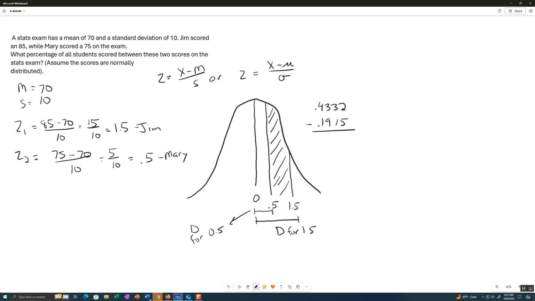So we're just going to do this: bigger piece minus smaller piece. Both of them are from the D column in the table. So 0.4332 minus 0.1915, and the result is 0.2417. That is the difference in areas.